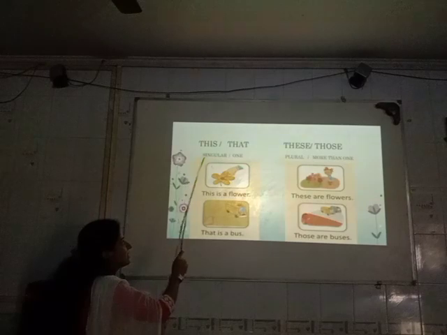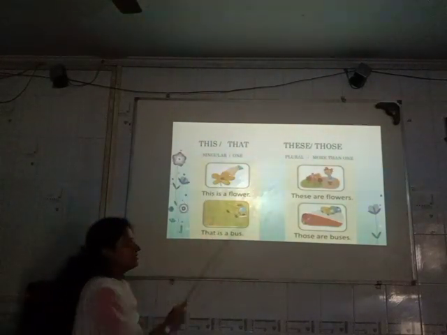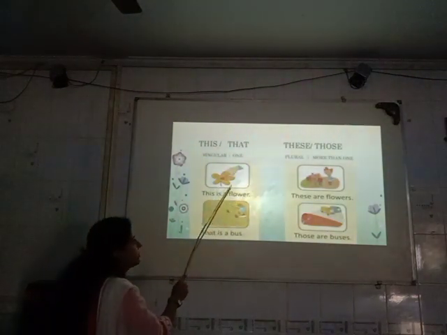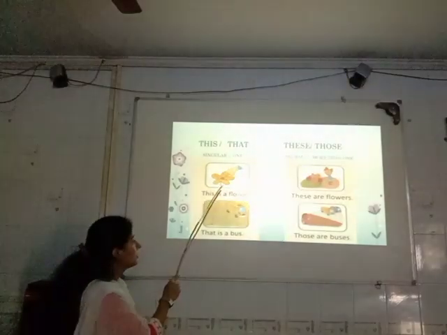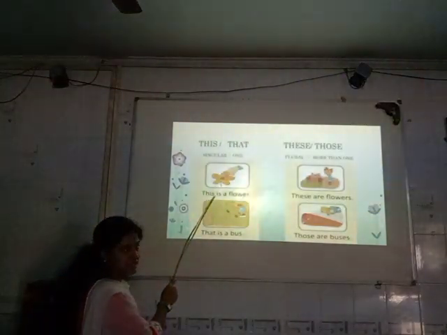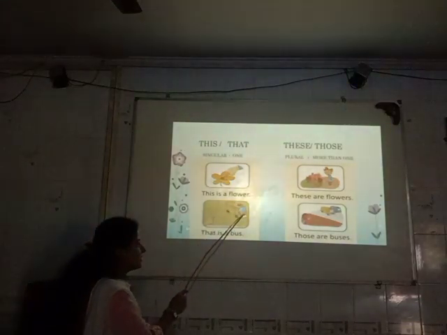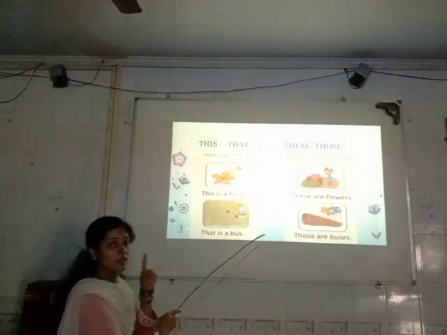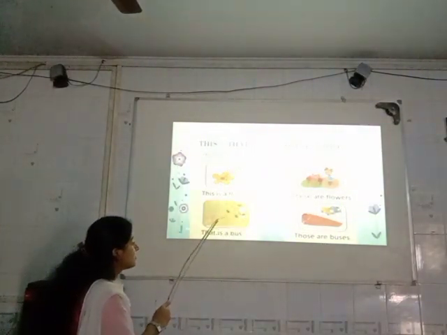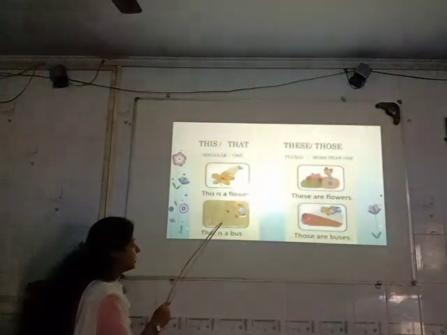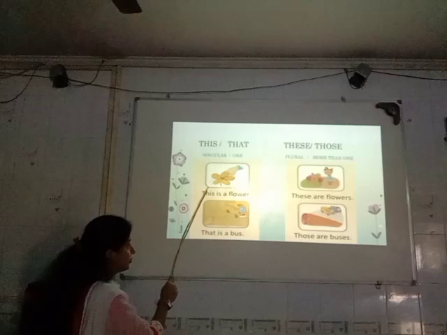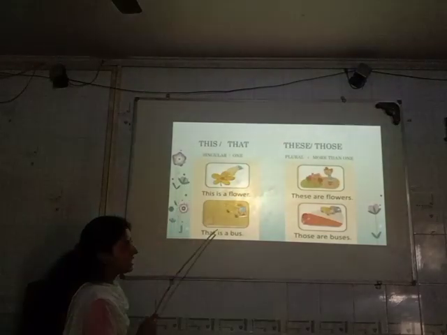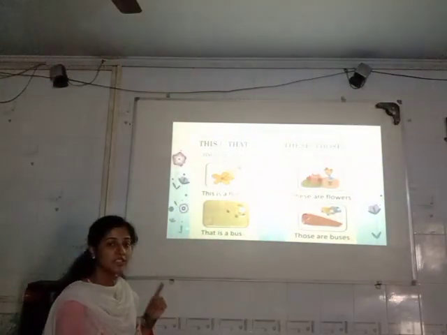Now see, this and that are used for the singular one, when it is only one in number. See, this is a flower. Here there is one flower, so we use this. Now see in the second picture. That is a bus. Here there is only one bus, so we use that, when it is far away from us. So this is a flower and that is a bus. We use this and that when it is singular, when it is only one in number.